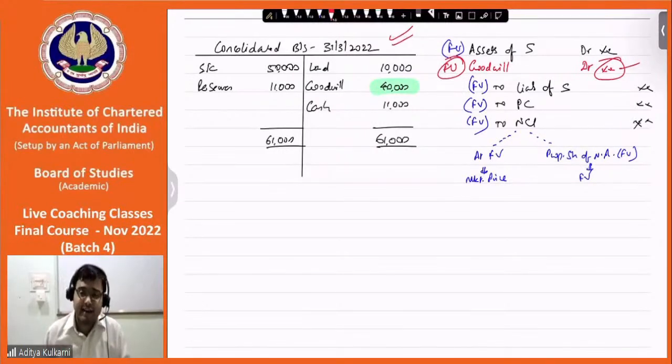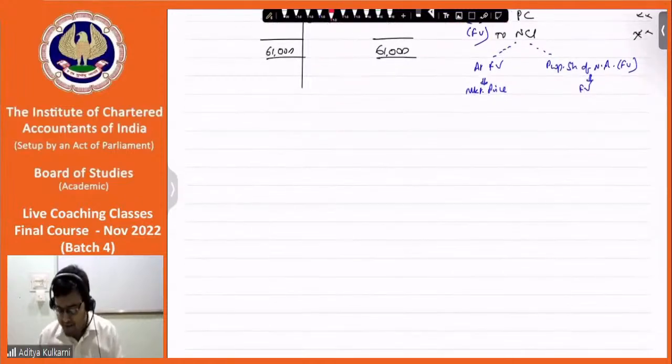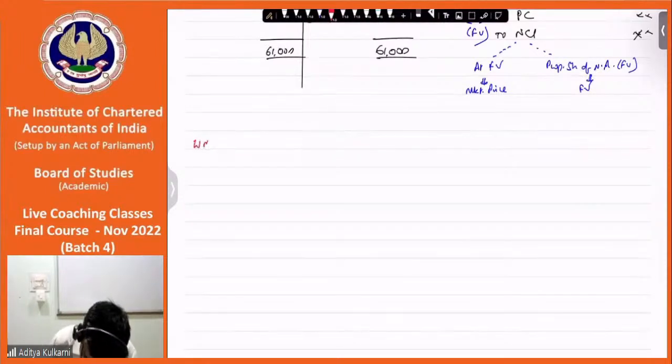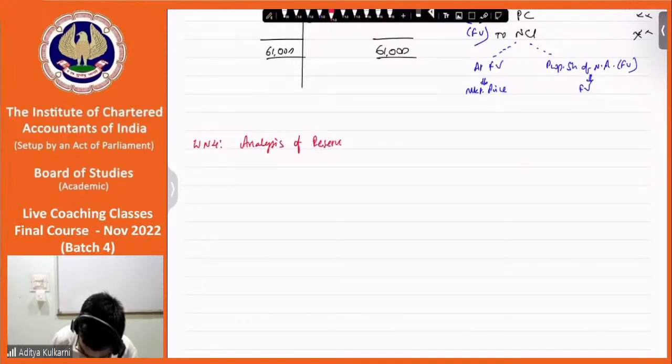Kahan pe karenge fair valuation? Where do I do the fair valuation adjustments? Well, you will do the fair value adjustments in working note 4. What is working note 4? If you remember, I had told you it is analysis of reserves. In analysis of reserves, you will be doing the fair valuation adjustments.